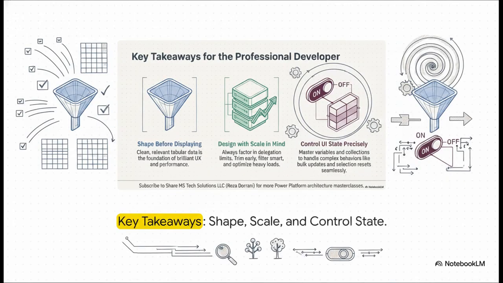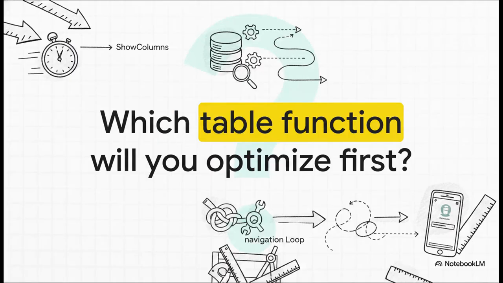To wrap things up, here are the absolute key takeaways for you. Shape before displaying. Clean, relevant, tabular data is the absolute foundation of a brilliant user experience and fast performance. Design with scale in mind. Factor in your delegation limits right from day one. Trim early and optimize heavy loads. And finally, control your UI state precisely. Master variables and collections to handle complex behaviors like bulk updates and selection resets without ever letting the default controls dictate your app's flow.